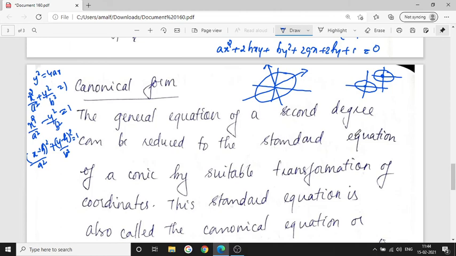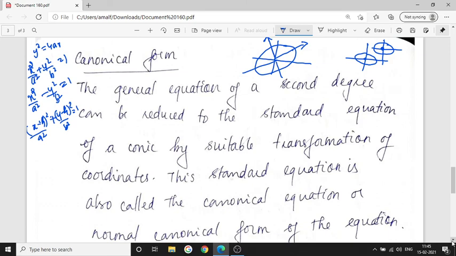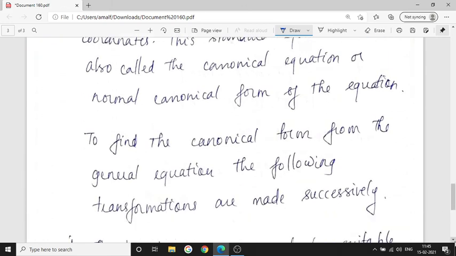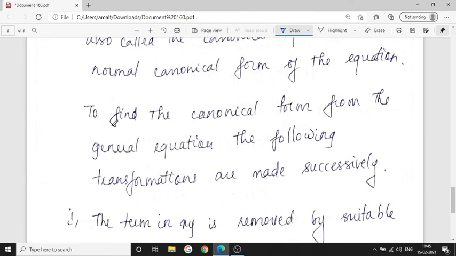So the general equation of second degree can be reduced to the standard equation of a conic by suitable transformation of coordinates, and this standard equation is called the canonical equation or the normal canonical form. By using suitable transformation, a general second degree equation can be reduced to a conic in standard form. So this standard form is generally called the canonical form or the normal canonical form. So for the normal canonical form we'll be using these steps.